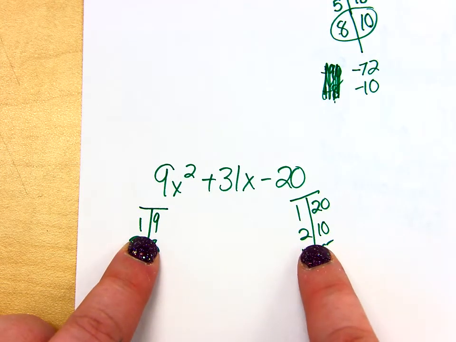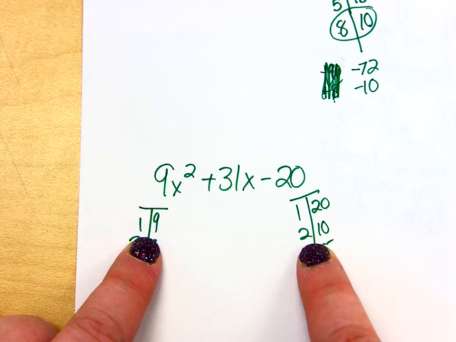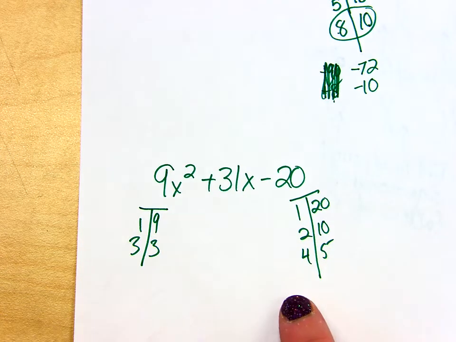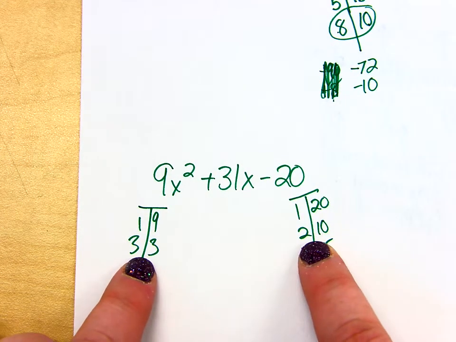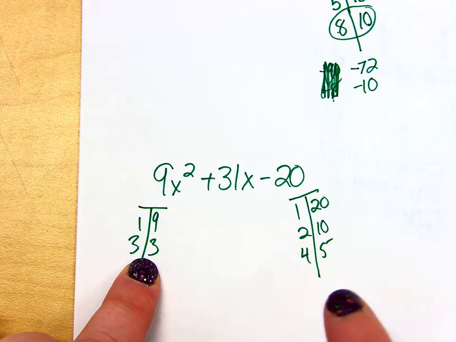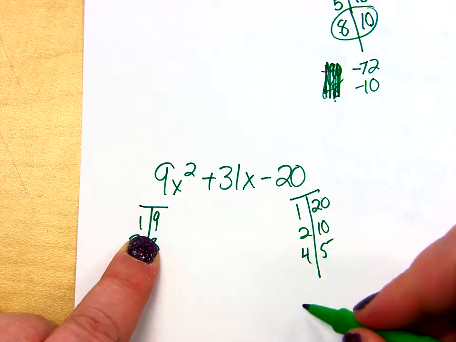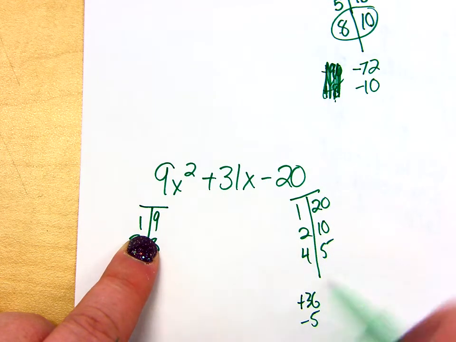So let's try 1 and 9, 2 and 10. 2 and 90, nope, way off. 18 and 10, closer, but it's not going to work. So maybe I try 3 and 3 and 2 and 10. 6 and 30, no. And those are my only choices. Okay, so that's not it. 1 and 9, 4 and 5. Let's see. 36 and 5. Hey, there's something. So, positive 36 and a negative 5. Won't that add to get me a 31?